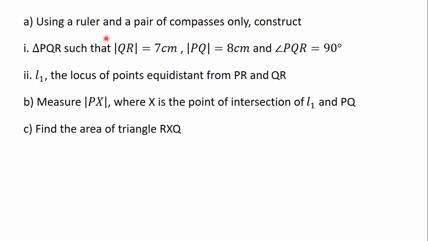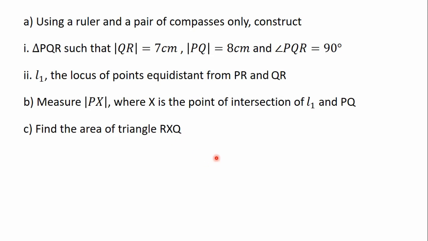The question is, using a ruler and a pair of compasses only, construct (i) triangle PQR such that QR is equal to 7 centimeters, PQ is equal to 8 centimeters, and angle PQR is equal to 90 degrees. (ii) Construct L1, the locus of points equidistant from PR and QR. (b) Measure PX, where X is the point of intersection of L1 and PQ. And (c) find the area of triangle RSQ.